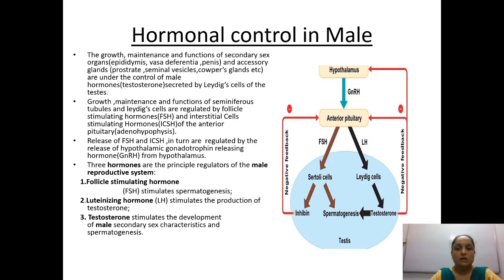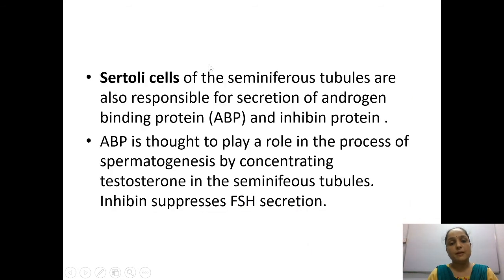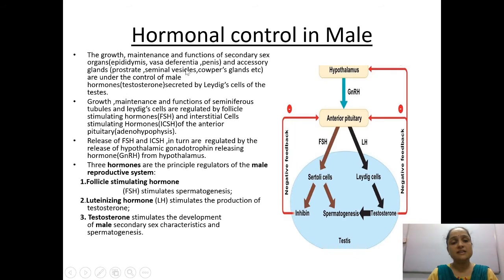Let's see. Here is the hormonal control in the male. As you can see, here is the hypothalamus, which is going to release gonadotrophin releasing hormone, which will be sensed by the anterior pituitary. And this anterior pituitary releases two hormones, that is FSH and LH. Now let's see. The growth, maintenance and function of the secondary sex organs, that is epididymis, vas deferens, penis, and accessory glands, that is prostate, seminal vesicle, Cowper's gland, etc. These are under the control of male hormones.